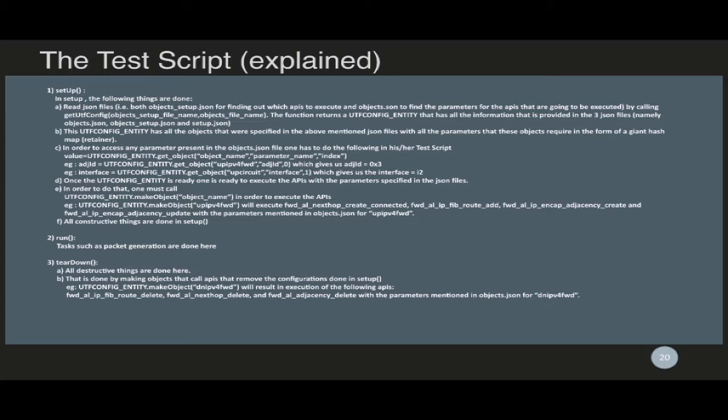So in this example, I'm trying to make object up IPv4 forward, which will execute forward AL next hop create connected, forward AL IP fib route add, forward AL IP encap adjacency create, and forward AL IP encap adjacency update with the parameters mentioned for up IPv4 forward in the objects.json file.